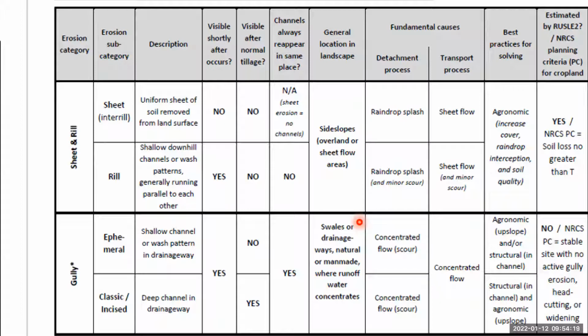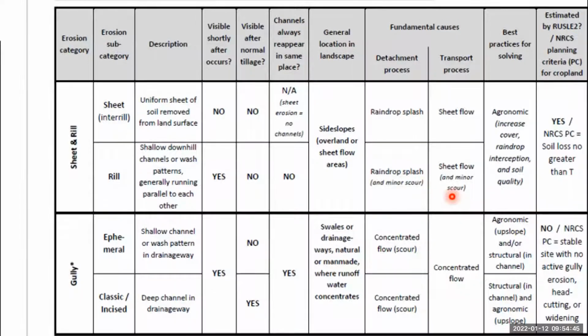It's very important to understand the cause of detachment, and that will help us solve the erosion problem in question. So right here, the fundamental cause of detachment in the sheet and rill erosion process, that starts the process, gets the genie out of the bottle, is raindrop splash, right? Now, it's the sheet flow, as water flows across the side slopes, that moves detached particles.